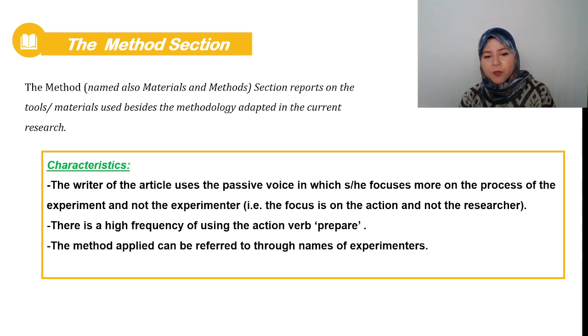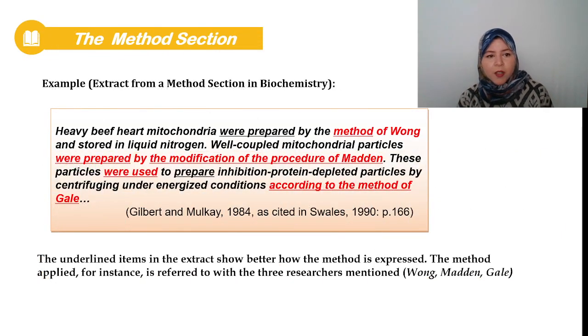There is a high frequency of using the action verb prepare, and the method applied can be referred to through names of experimenters. Here you have an example, an extract of the method section in biochemistry. As you notice, there is the use of the passive voice, and the verb to prepare as an action verb, and the method is signaled with names of experimenters. We have Wang, Maiden, and Gay.